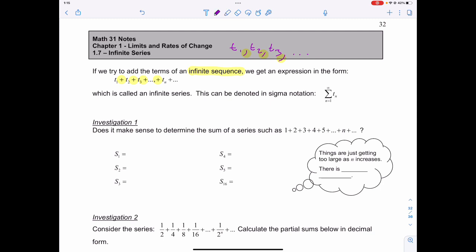We can also denote this using sigma notation, where what it's really saying is that we're taking the sum from n equals 1 all the way to n equals infinity. And we can see that here and here.